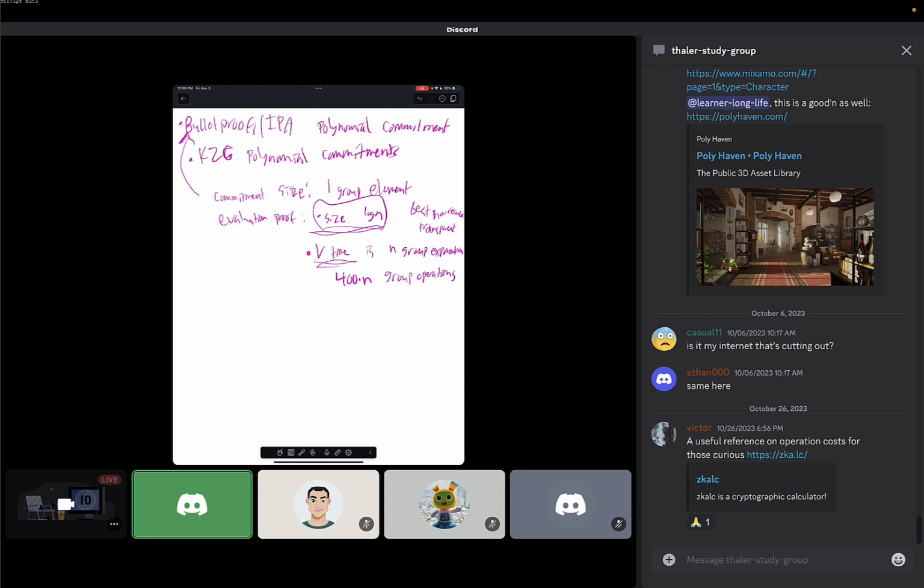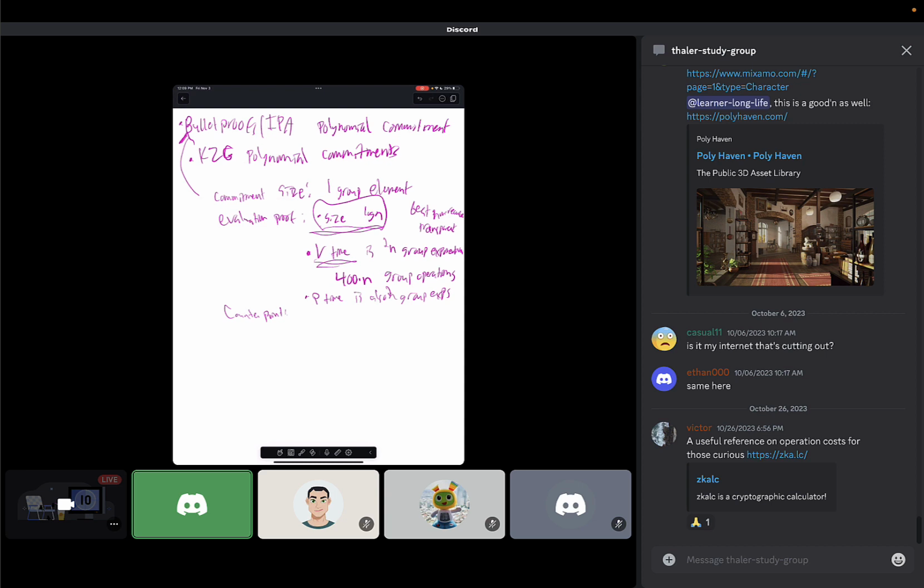Now, a couple of counterpoints. And by the way, not only is the verifier slow, the prover is just as slow as the verifier for the evaluation proofs. So it's also n group exponentiations. Actually, I think it's 2n for both of them. But anyway, counterpoint.